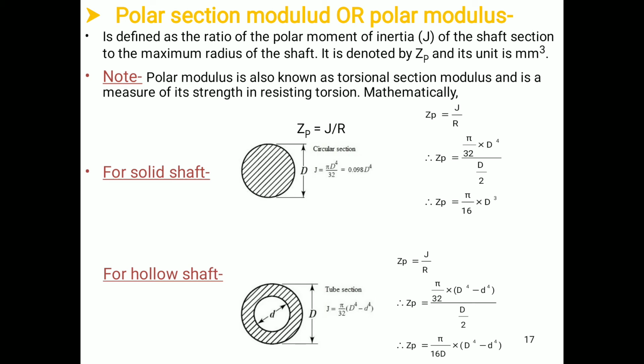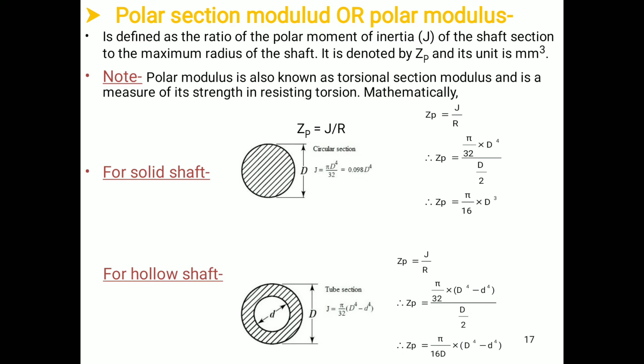Now we will move to the second concept, that is polar section modulus or polar modulus. So here it is not module, it is modulus, with S instead of D. So it is a polar section modulus or polar modulus. Remember that in unit number 3 we have discussed the concept of section modulus. Now in unit number 4 we are going to discuss the concept of polar section modulus or only polar modulus.